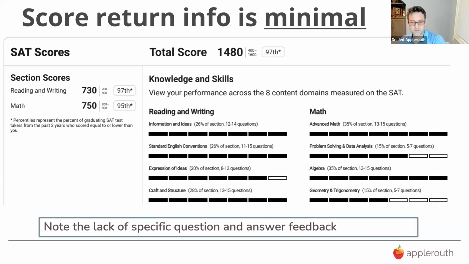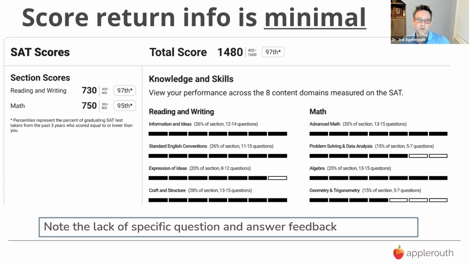So expression of ideas, there are 8 to 12 questions, 8 or 12, I have no idea. The student got 1, 2, 3, 4, 5, 6 of 7 bars right. Does that mean this student missed 2 questions or 1 question or missed 1 very highly weighted question on the hard section? I have no idea. And the same thing, so the 750, the score did get higher, but missed 5 bars. So I just don't know what to do with that.